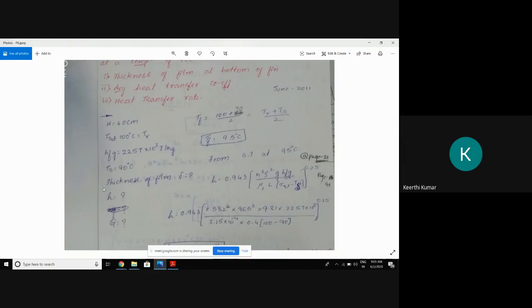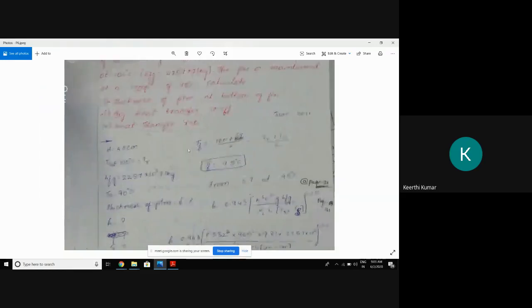You know how to find out the H because in the previous problem we did H. Along with that, we also did Q in the previous problem. Even though he has not asked, we did the Q formula also. So H and Q you can do. So the only unknown you have to do is the thickness of the film at the bottom of the fin. I'll explain how to do this.